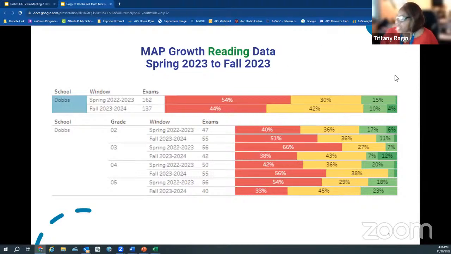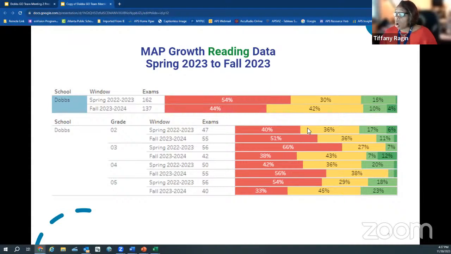Okay, I think this. All right, so here you can see what we did in the spring and what we scored in the fall. And what we want to do is decrease the red and increase the green, the light green and the dark green. So here we have beginning, developing, proficient, and the dark green is exceeding. And so here are our main grades. We're really testing on GMAS on 3rd, 4th, and 5th. But for MAP, we have some data for 2nd.